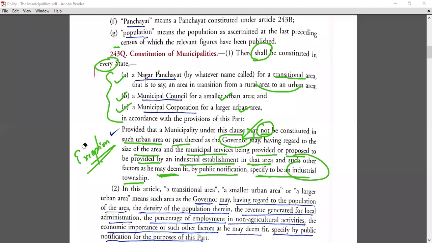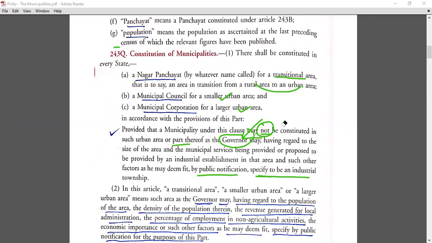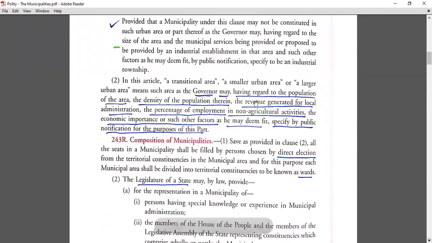Next. Now here another clause is also there. Clause number 2. It says a transitional area, a smaller urban area or a larger urban area means such area as the Governor may, having regard to the population of the area, density of the population, the revenue generated for local administration, the percentage of employment in non-agricultural activities, the economic importance, or such other factors as he deems fit, specify by public notification for the purpose of this part. So in this part, we learn about transitional area. We also learn about the smaller urban area. We also read about the larger urban area.